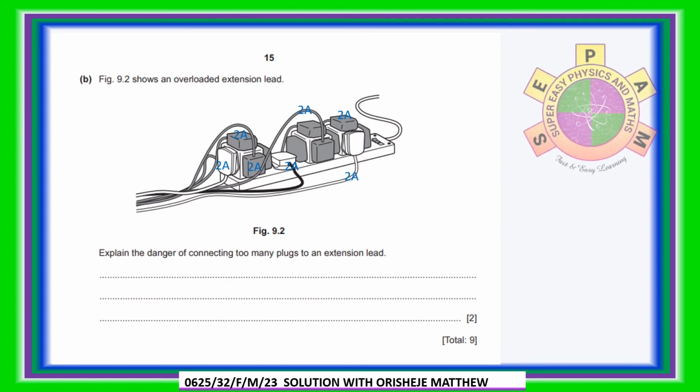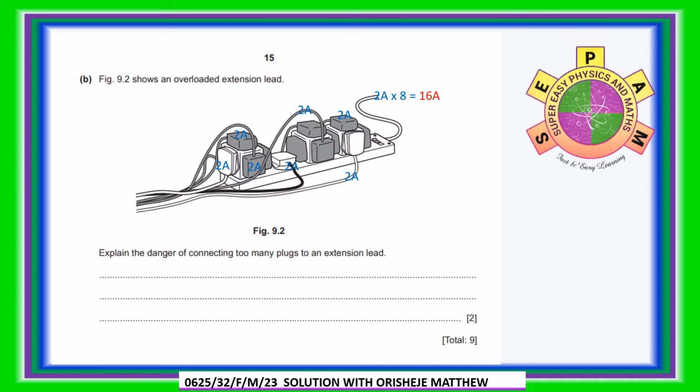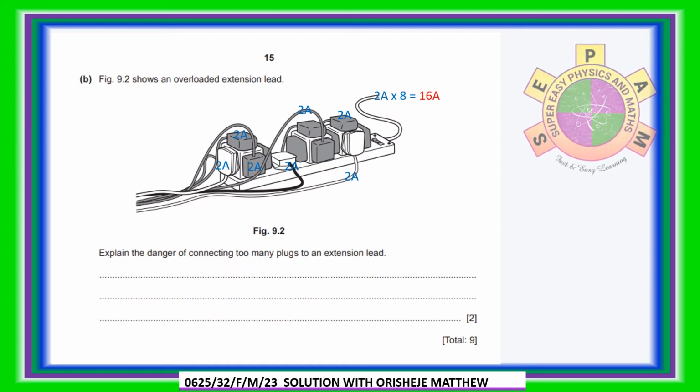So imagine that. What's going to happen? In the whole, you have 2 ampere multiplied by 8 gadgets connected to the same extension lead. That produces 16 ampere in the lead. But if the maximum current that the lead can hold is 12 ampere, it's already overloaded. So overloaded, and that is going to lead to heating, and then this can lead to an accident, a fire accident.